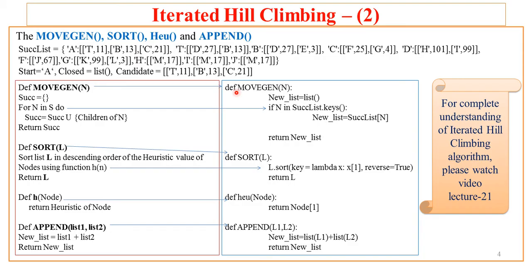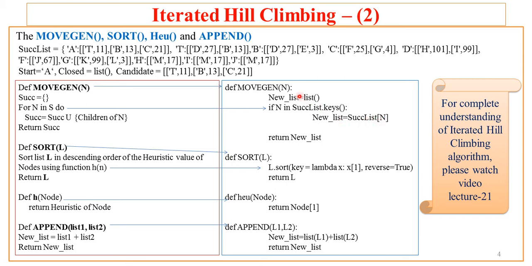So we define the Python function, that is def moveGen(n). Now a temporary list, new list, is created using the list function of Python. Now this given node n is searched in the dictionary, as a key, because keys are the nodes and the values are the lists of successors for that particular node. If that node is in the dictionary as a key, then extract the entire list of child nodes for that particular node n.